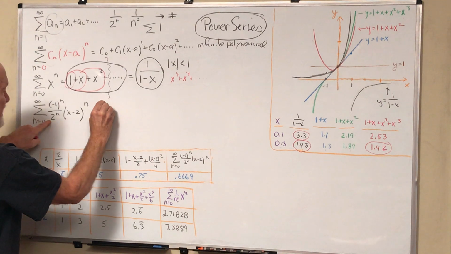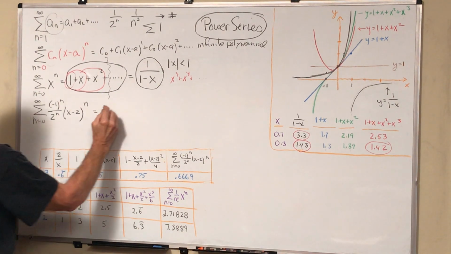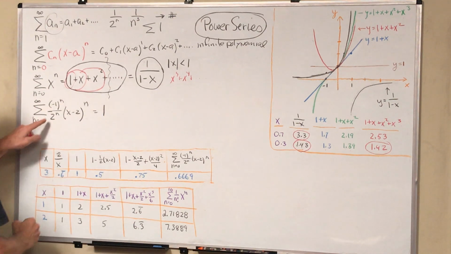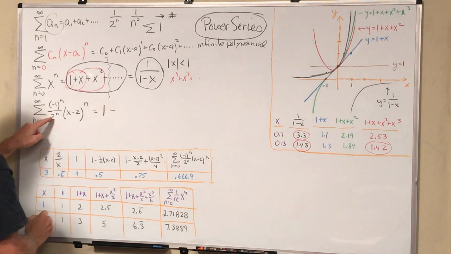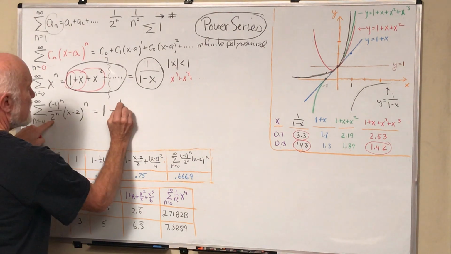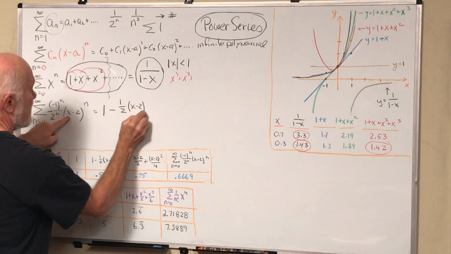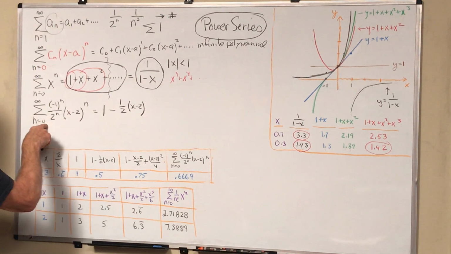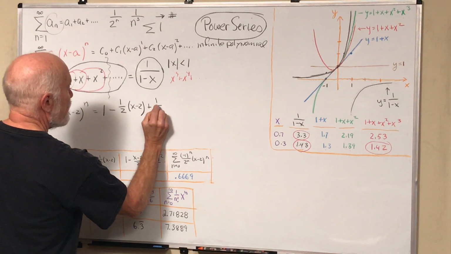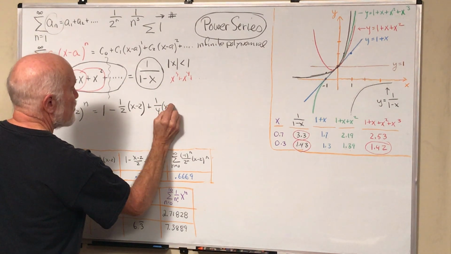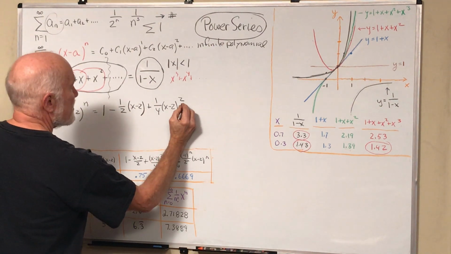So if you put in some values of n, you still get a 1 here, because to the 0 power everything is 1. Then, when n is 1, negative 1 to the 1 is minus 1 over 2 times x minus 2 to the first. Then when n is 2, you get plus 1 over 4 times x minus 2 squared. And then it keeps going.